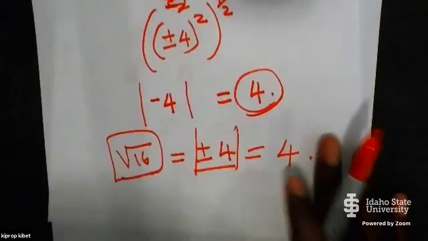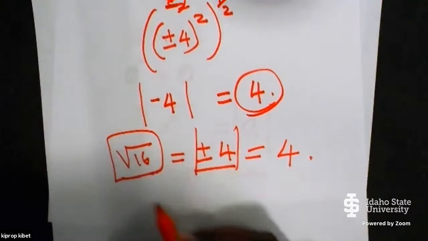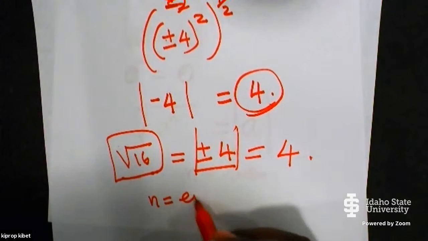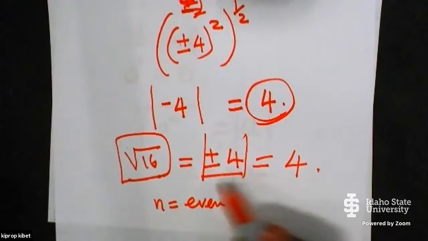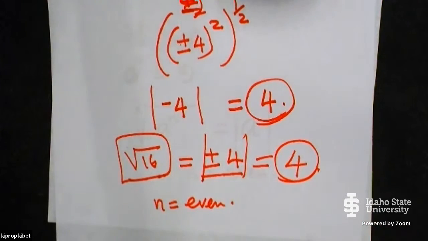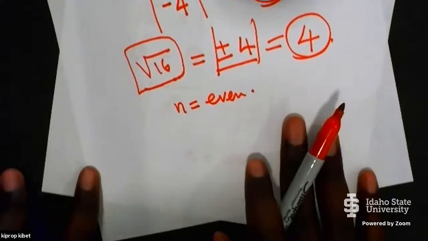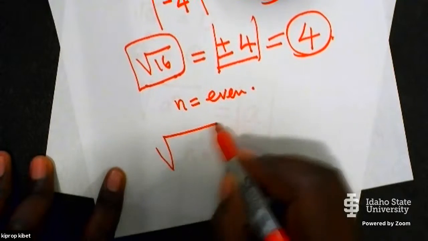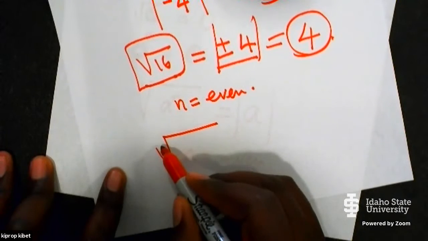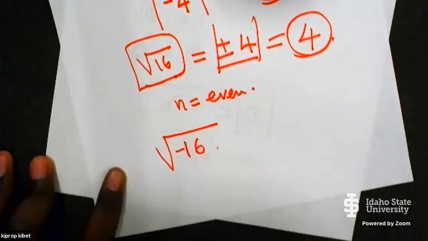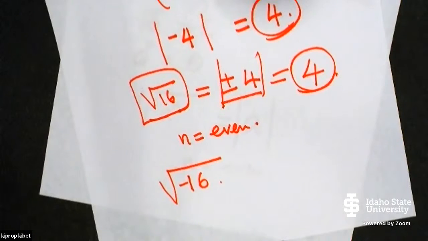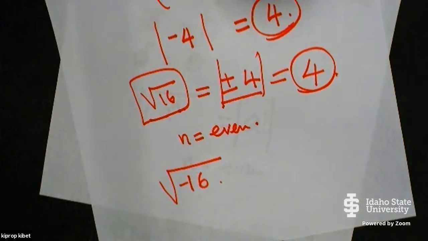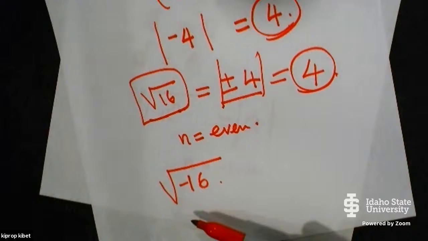So therefore, if this n here is even, then we get the absolute value. So what we get is the absolute value. So for example, if we have the square root of minus 16 there, we have minus 16 there. So what is the square root of minus 16?